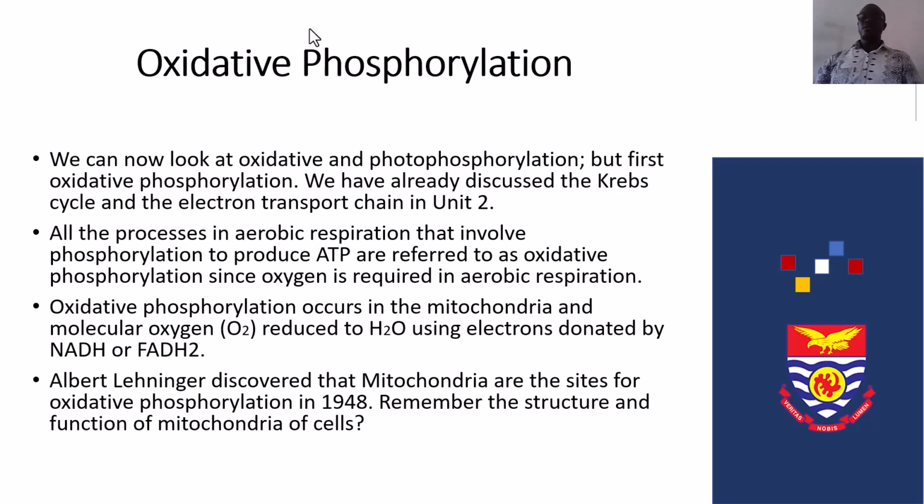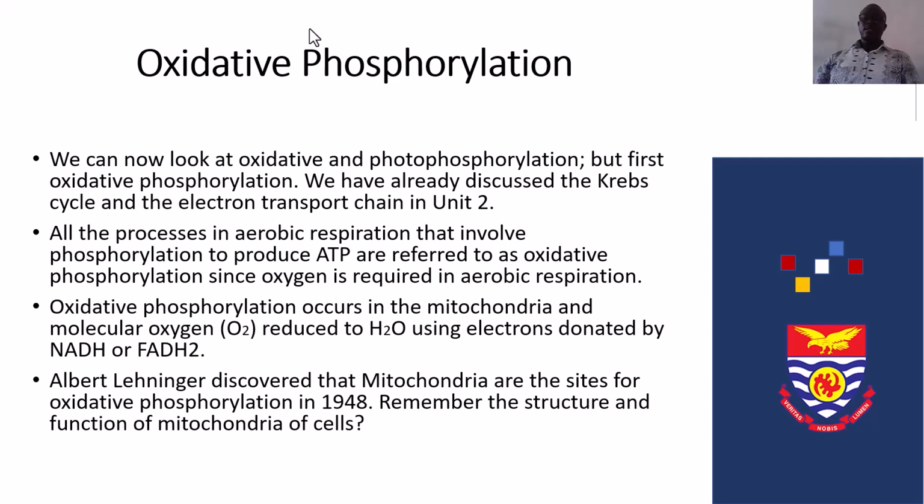Oxidative phosphorylation. We can now look at oxidative phosphorylation and photophosphorylation. But first, oxidative phosphorylation. We have already discussed the Krebs cycle and the electron transport chain in Unit 2. All the processes in aerobic respiration that involve phosphorylation to produce ATP are referred to as oxidative phosphorylation since oxygen is required in aerobic respiration. So oxidative phosphorylation occurs in the mitochondria, and molecular oxygen is reduced to water using electrons donated by reduced nicotinamide adenine dinucleotide, NADH, or FADH2.